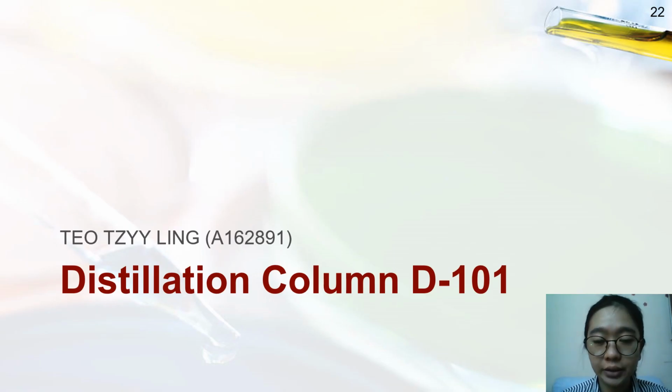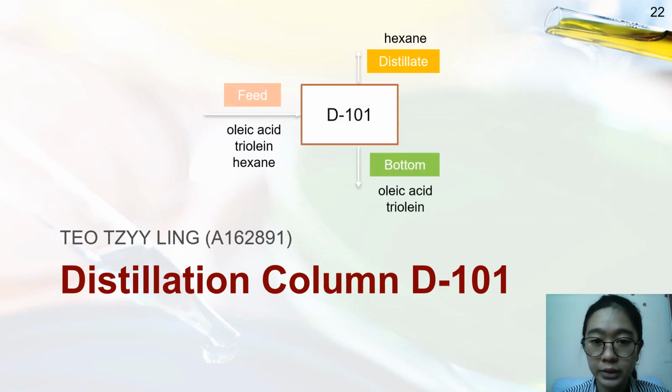I'm Gilziling. I'll be presenting the design for distillation column D101. This distillation column is used to separate the hexane being used from the feed inlet of the distillation column. Oleic acid, triolein, and hexane will enter the distillation column, and the distillate will be hexane, which is way more volatile than oleic acid and triolein.